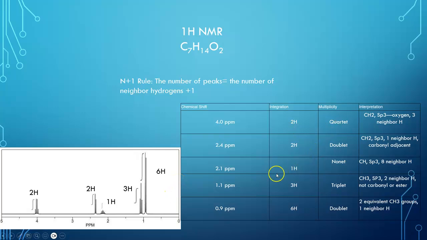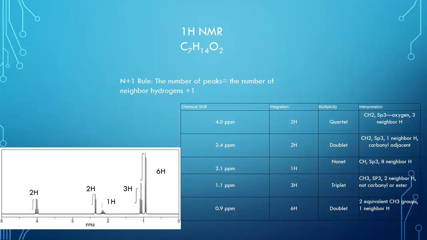For the next group, this single hydrogen, it's really difficult to estimate how many peaks or neighboring hydrogens there are, but we can roughly guess that it's a nonet. So there's 8 neighboring hydrogens, so 1H plus 8 equals 9, which would be a nonet. And since it's only 1 hydrogen, it would be just a CH sp3 carbon with 8 neighboring hydrogens. This next one, the 3H one, would be a triplet, and it would be CH3 sp3 with 2 neighboring hydrogens.